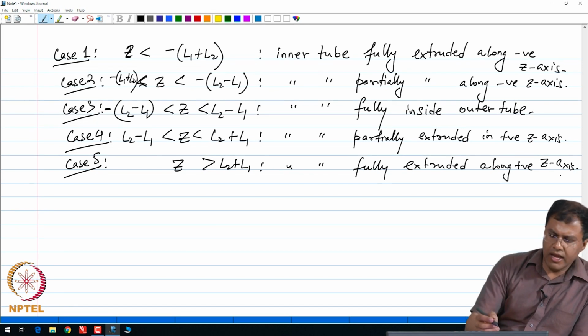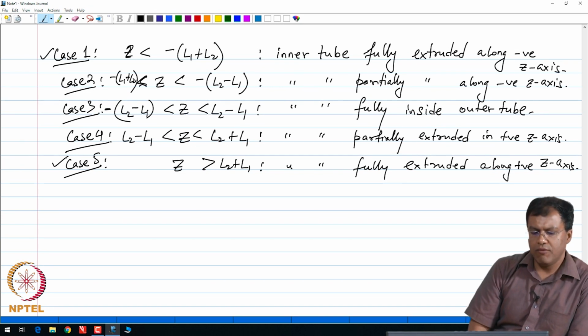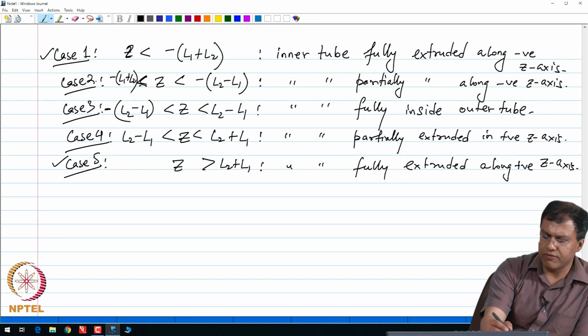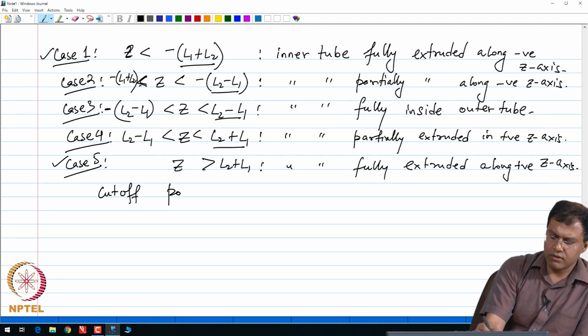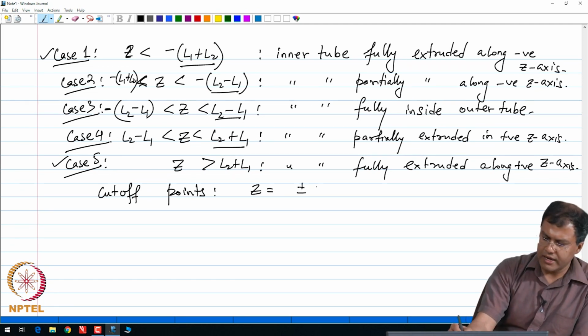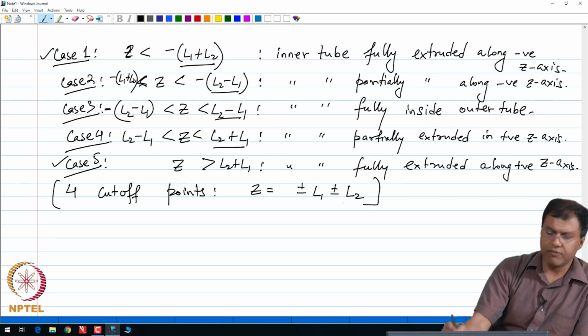So, note that in case 1 and case 5 there is absolutely no interaction. So, we can assume that in 1 and 5 the interaction energy is 0. Before we do that, note that these 5 cases involve 4 boundaries. One boundary is this point, the other boundary this point, the third boundary this point, and the fourth boundary this point. So, my cutoff points or my boundary points are given by z is equal to plus minus L1 plus minus L2. So, there are 4 cutoff points. Okay. So, that is the point we will note.